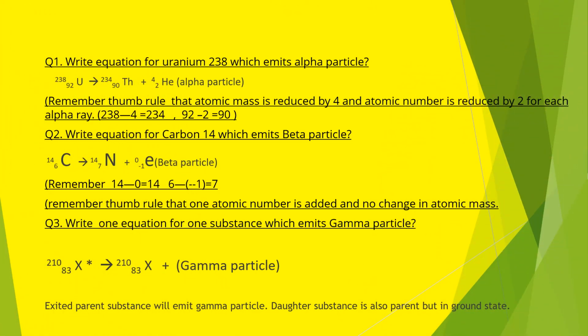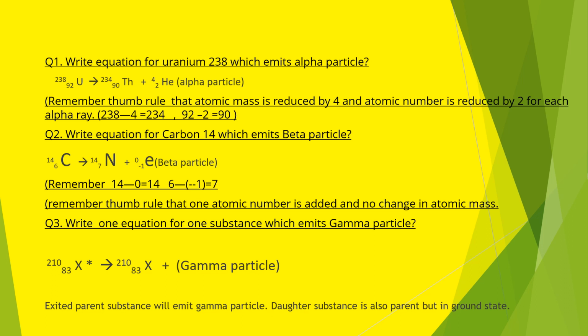For simplicity, we have given some equations for understanding the topic. Here, uranium is given. On the left side, the atomic mass is 238. On the right side, it gives out thorium plus helium. Thorium's atomic mass is 234 and helium's atomic mass is 4, so both sides are 238. On the left side the atomic number is 92 for uranium, and for thorium it is 90 and for helium it is 2, so both sides it is 92. So it is balanced.